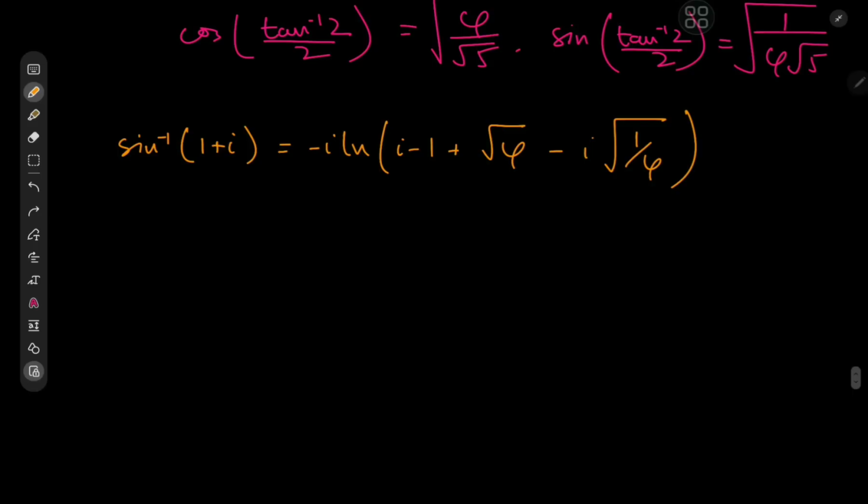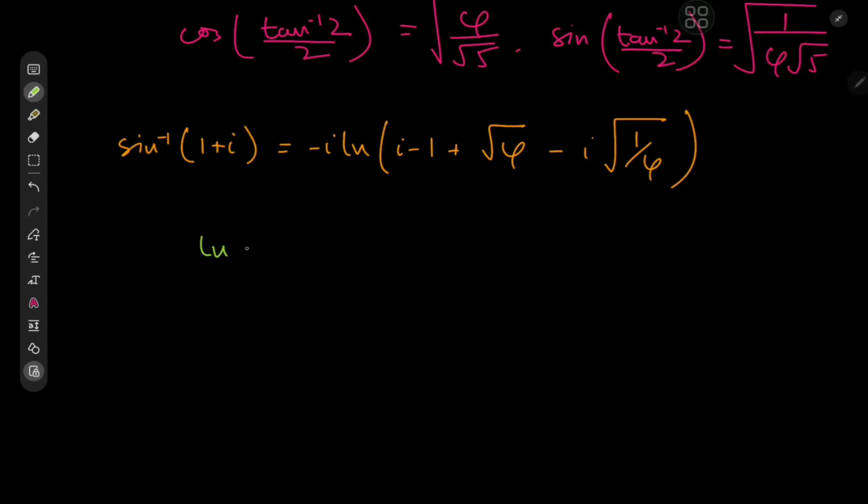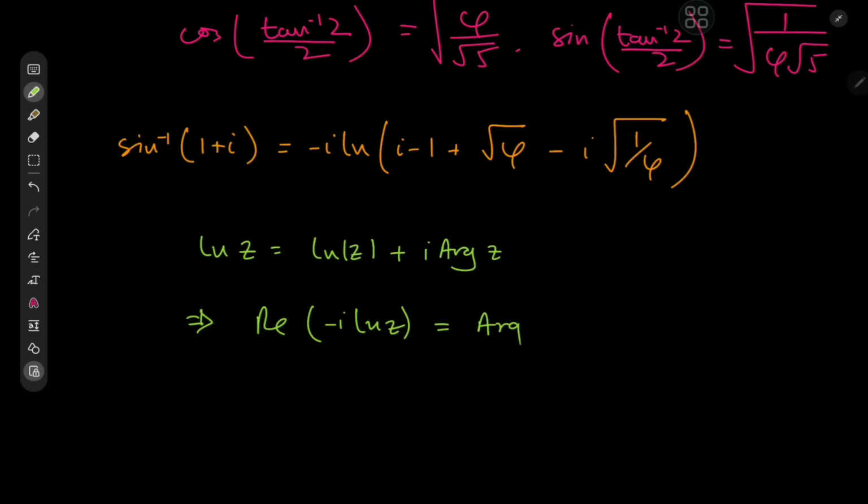And now what? Well, we needed the real part of the inverse sine of 1 plus i. And recall for the principal logarithm of a complex number z, this equals log absolute value z plus i times the principal argument of that z, which implies that the real part of negative i times log z equals, well, i squared would be -1, negative i squared is +1, so that means we just need the principal argument of z, and z in this case is all of this stuff.